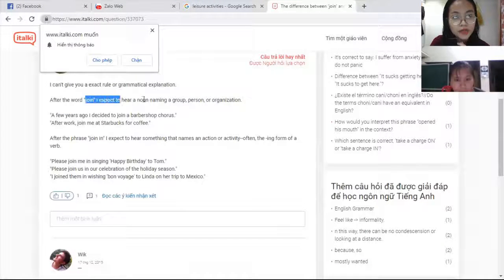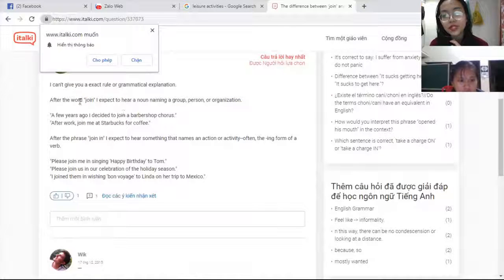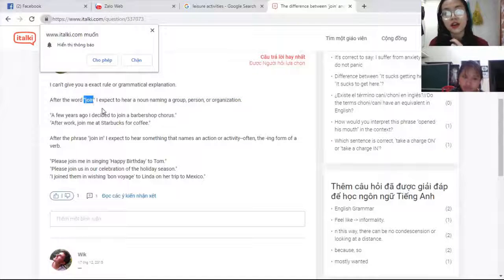Join is expected to be followed by naming a group, a person or an organization. This means that if you use the word join, you are taking part in a group, a team, an organization, and you will be a member of this group. Can you understand? Join a group, join a team, join an organization means you become a member. But what happens if you use the word join in?